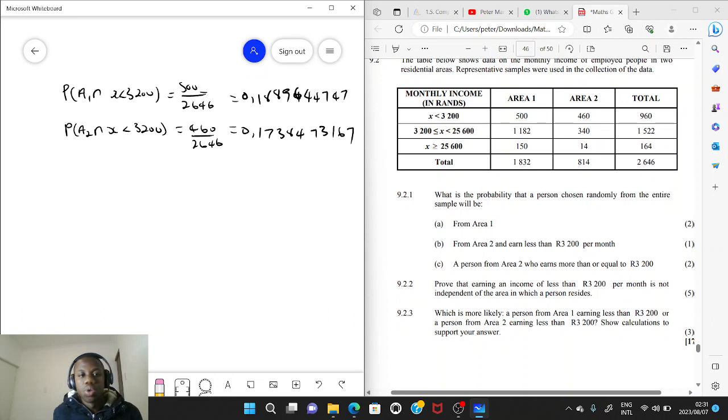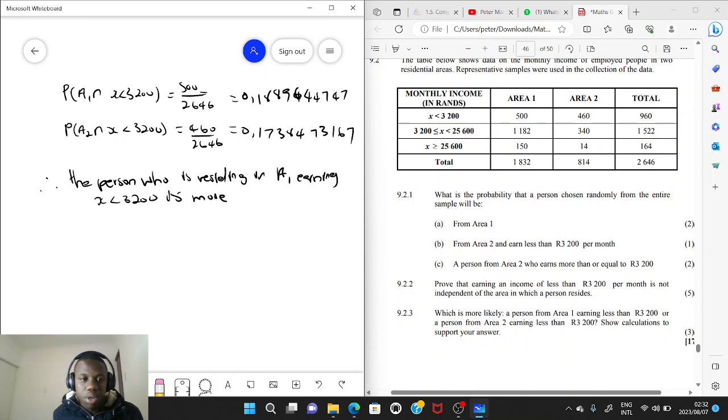Therefore, which one is more likely? The one who is more likely is the person who resides in area 1 and has an income of less than 3.2. We will say, therefore, the person residing in area 1 with an income of less than 3.2 is more likely.